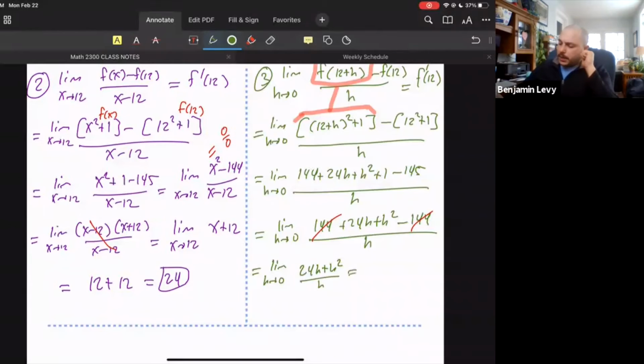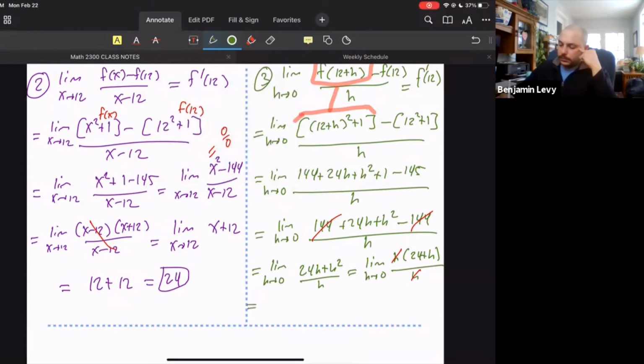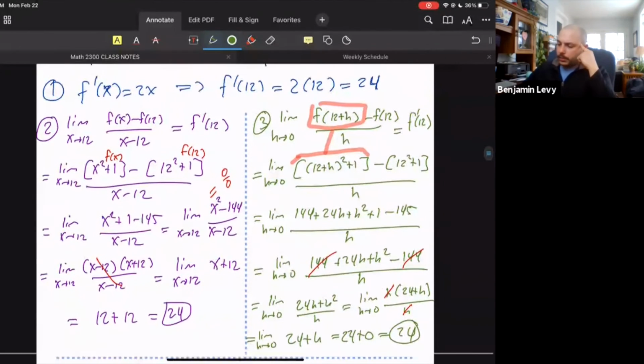We want to cancel out the h, so we factor it out. H's cancel. And we are just about at our answer. So we got the answer 24, 3 different ways, right?